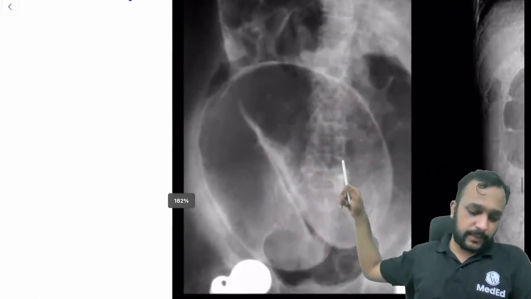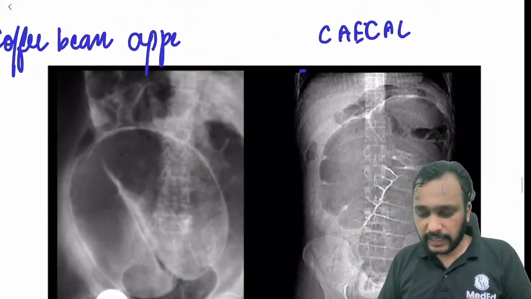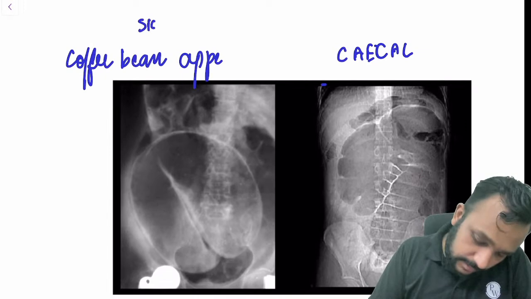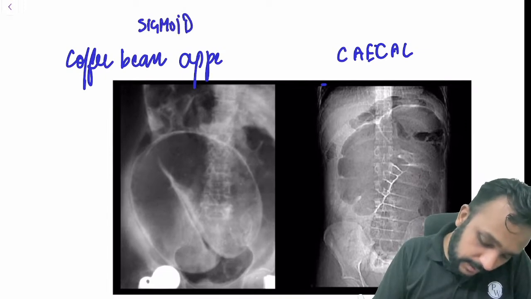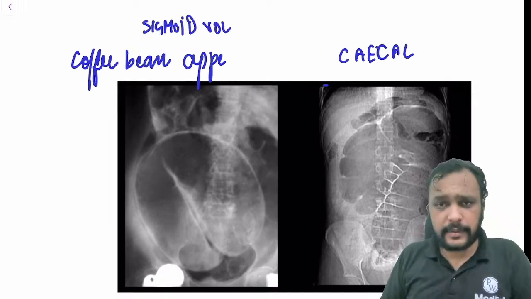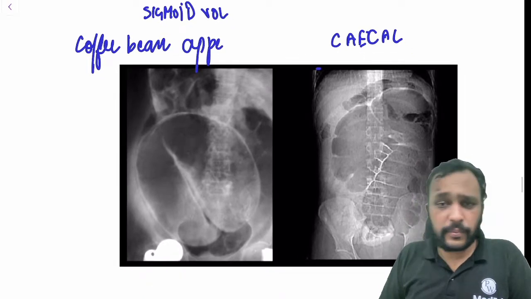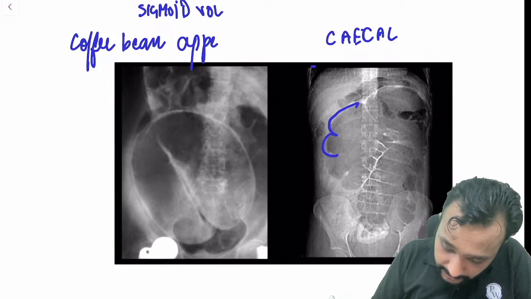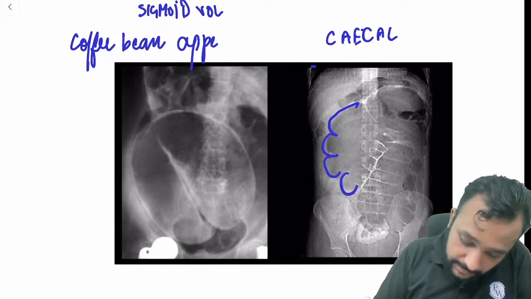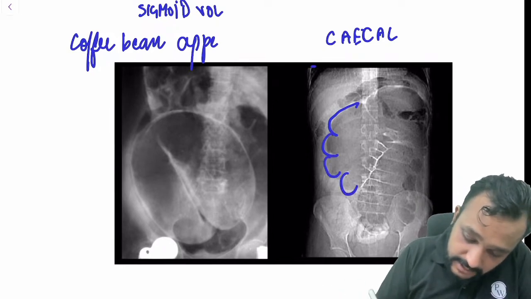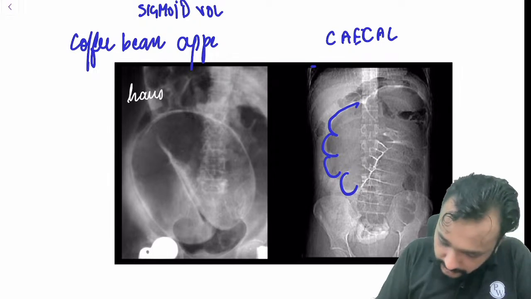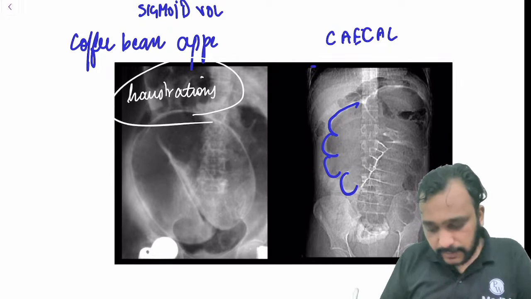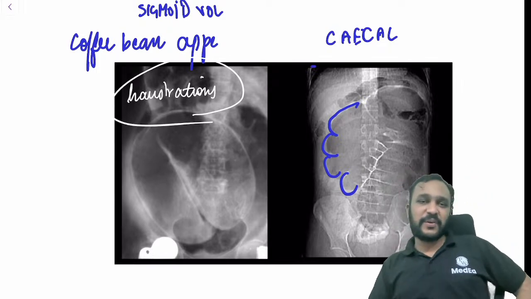like here, that will be a case of sigmoid volvulus. And just remember that in cecal volvulus, the haustrations will be maintained, and haustrations will be absent in sigmoid volvulus.